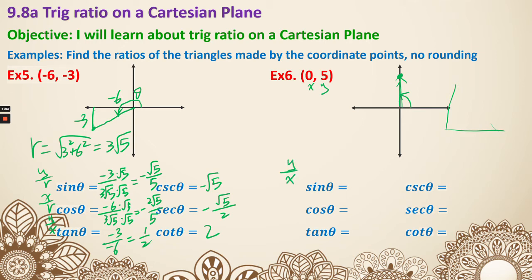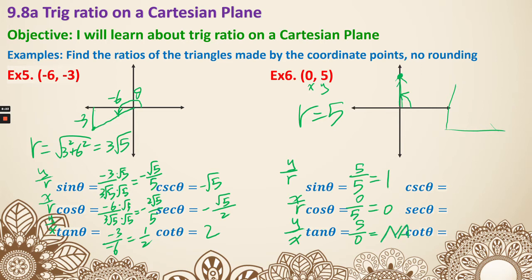Y over r, x over r, y over x. Y over r, 5 over 5, that is 1. 0 over 5, that is 0. And my tangent, 5 over 0, well, it can't divide by 0, so it's NA. Cosecant, just flip it, still 5 over 5, that's 1. Secant, 5 over 0, that's NA. Cotangent is 0 over 5, that is a 0. That's example 6.